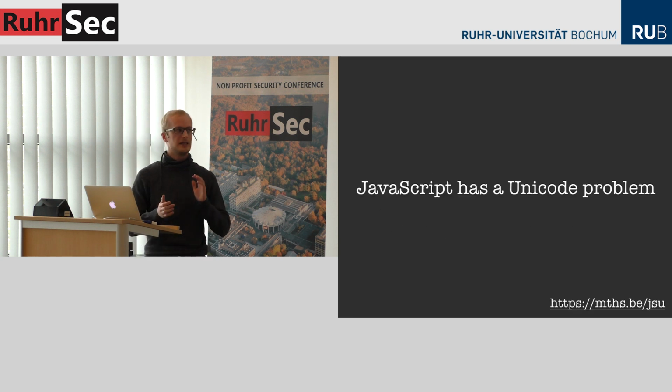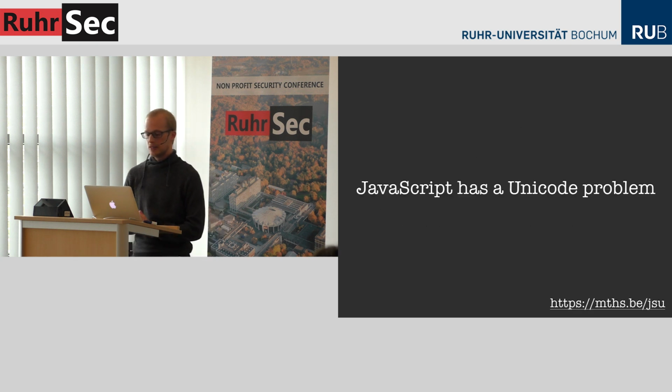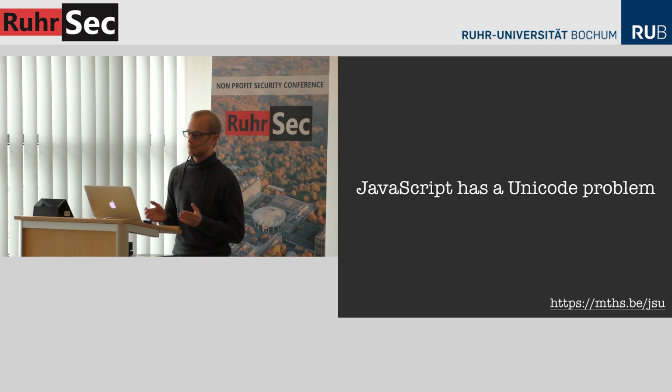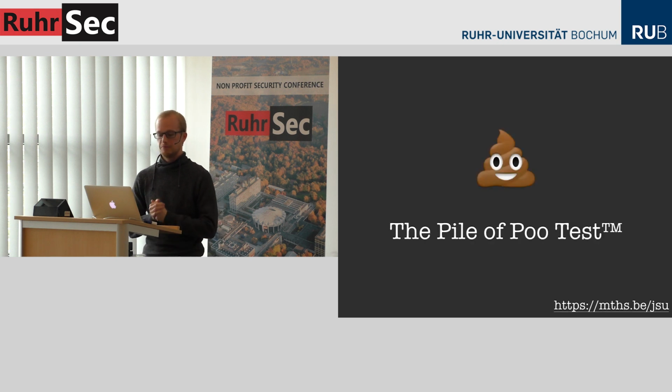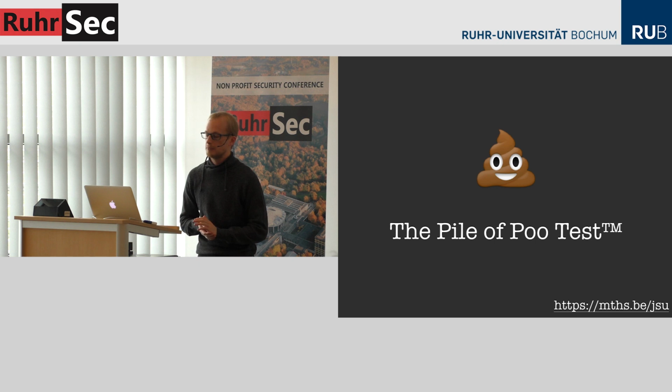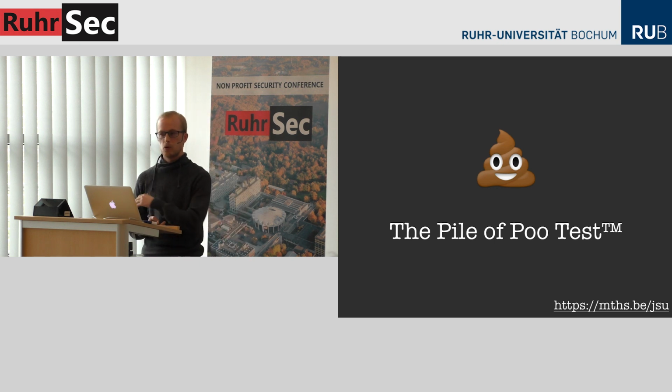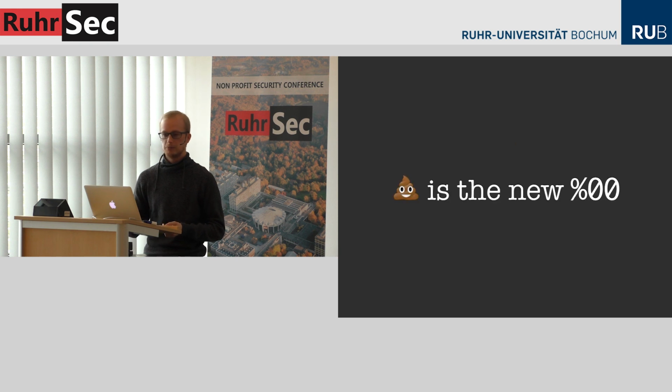But I think we can all agree that JavaScript has a Unicode problem. These are just some of the problems that JavaScript developers are facing. And from my experience, most developers just don't know about these issues at all. And that, of course, is an opportunity for penetration testers. So the main takeaway here is the pile of poo test. Whenever you're pen testing a JavaScript application, be sure to enter a pile of poo or any other astral symbol. In many cases, there will be a bug of some sort. And in some cases, the bug might lead to a security-sensitive vulnerability. In other words, the pile of poo is the new null character.